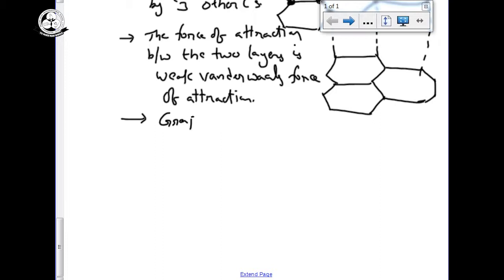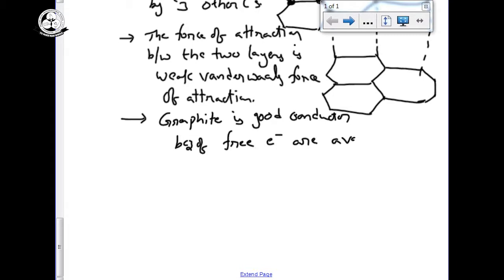Graphite is a good conductor of electricity because free electrons are available. That's why it is a good conductor of electricity. We use it in the electrical process and the metallurgical process also.